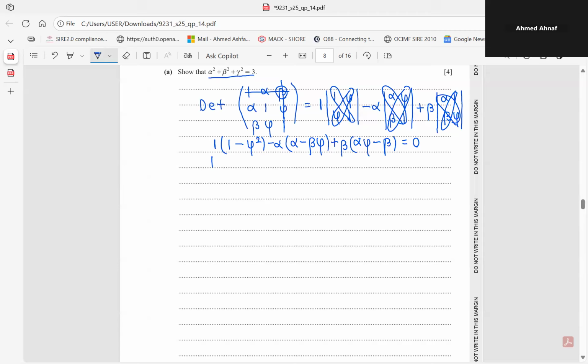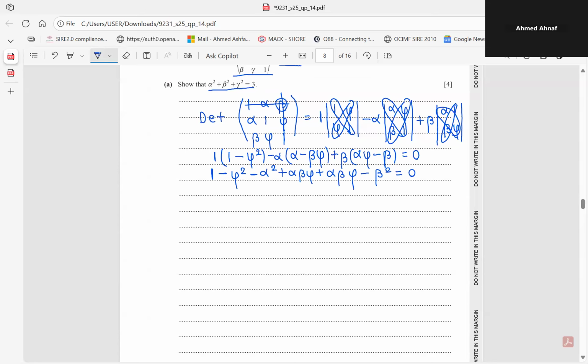Okay, now let's expand this. So 1 minus gamma squared minus alpha times alpha, that's minus alpha squared, and minus alpha times minus beta gamma, that's plus alpha beta gamma. Then this is just alpha beta gamma. This is minus beta times beta, that's minus beta squared, equals 0.